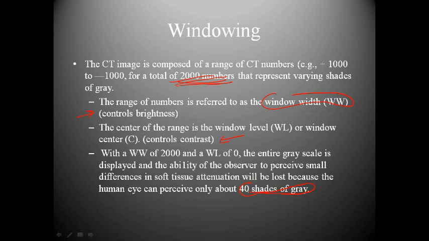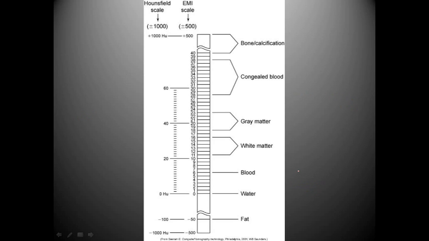Very important that the human eye can only do around 40 shades of gray. Can't do much more than that because everything starts tending to run together. And so here we have basically what things are on the Hounsfield scale.